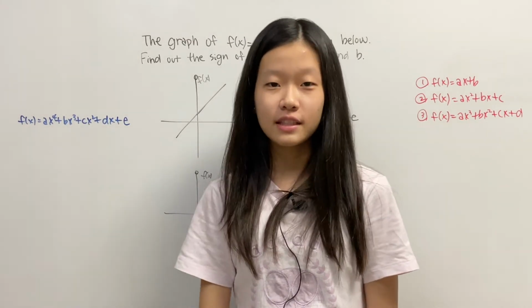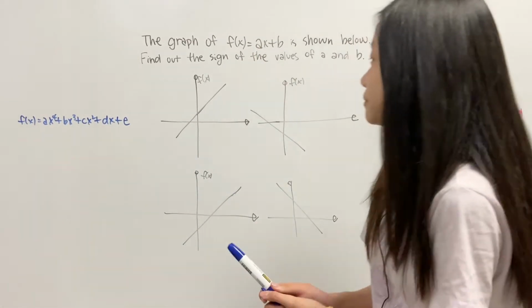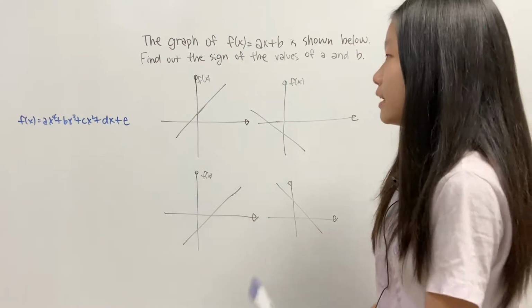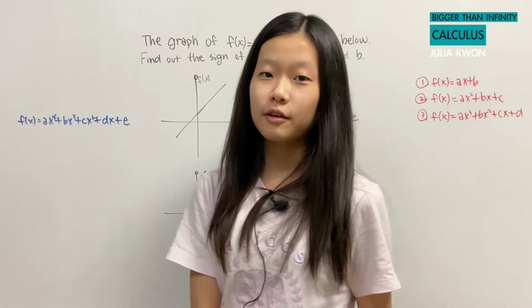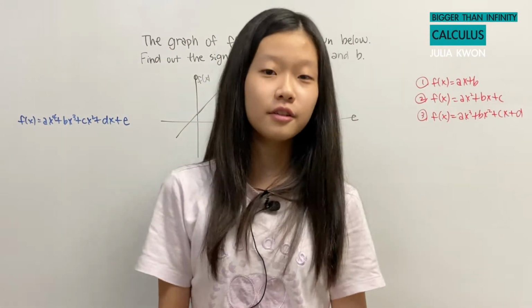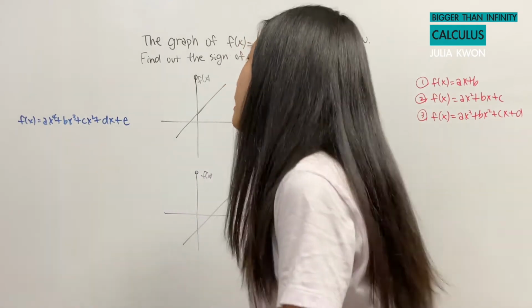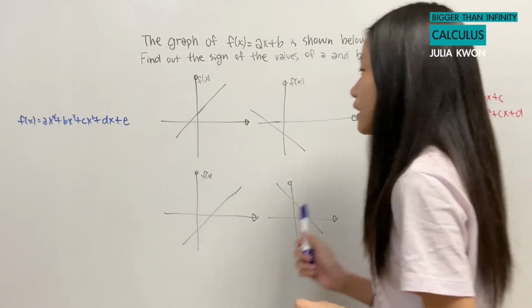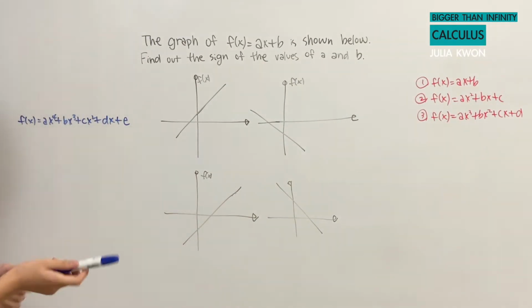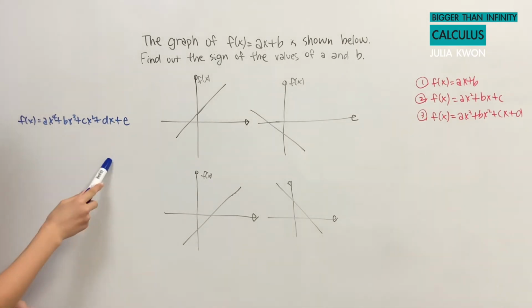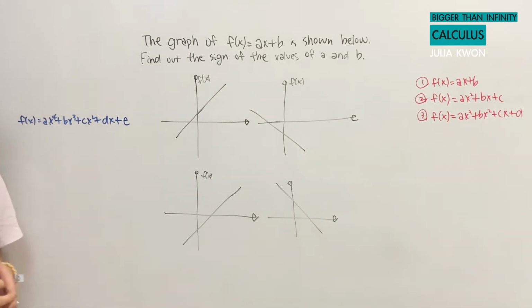Hello everyone, in this video I have a problem here, and so I was thinking about what kind of video I should make today, and I thought that I wanted to teach you guys how to easily find the signs of these constants or coefficients, like whether they are positive or negative, just by looking at a graph.